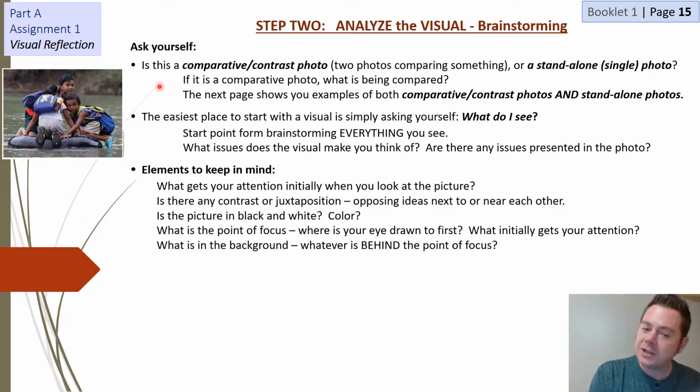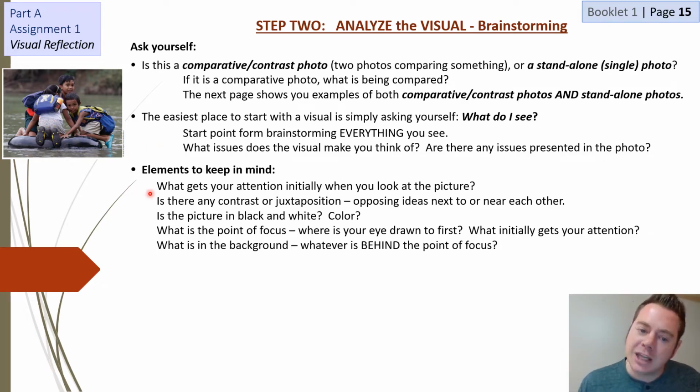The easiest place to start with the visual is simply asking yourself, what do I see? What is in the visual? You start point form brainstorming everything that you see. Just jot down in point form or a little web graphic organizer on a piece of paper everything that you see. What issues does the visual make you think of? Are there any issues presented in the photo?